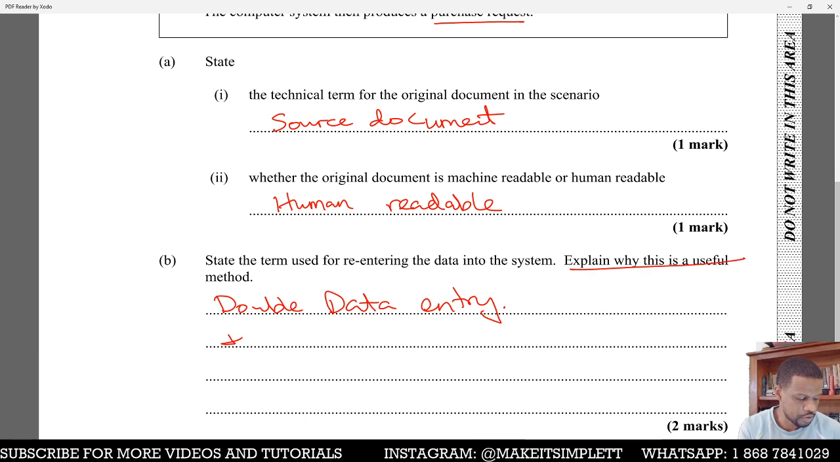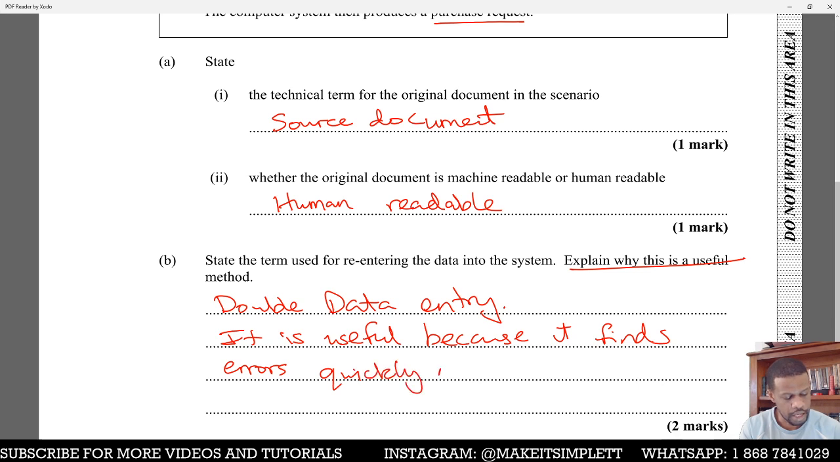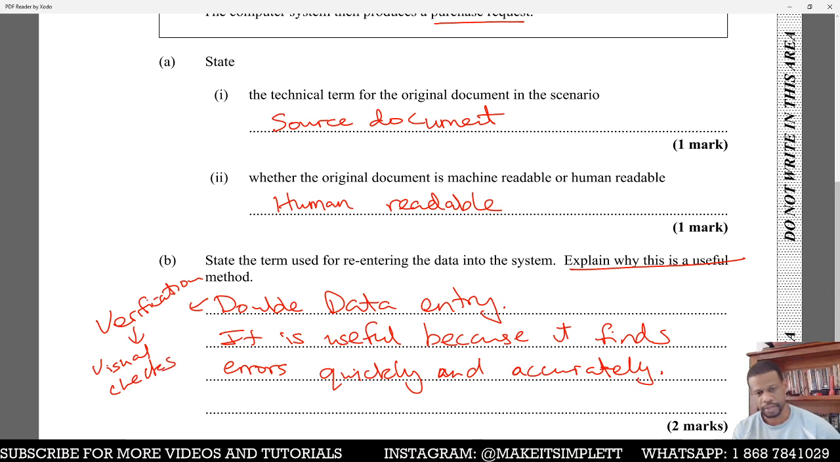And then they say explain why it is useful. It is useful for finding errors quickly and accurately. Right, so double entry will be good. Double entry is a part of verification. Remember, at verification, you could have double entry or you could have visual checks. Same thing, right?